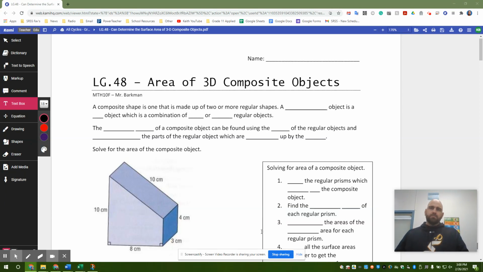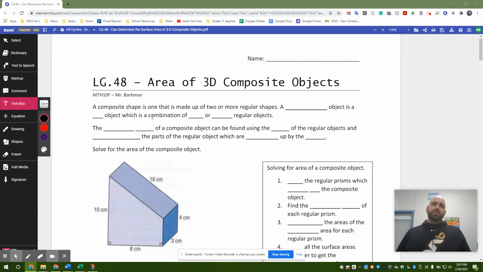All right, so welcome back, and this is now learning goal 48. We're going to be taking a look, and this is just an extension of 47, where we started looking at area of 3D prisms and a little bit of composite shapes. We're going to look a little bit more intently at composite shapes and how they are calculated, how the surface area of a 3D composite object is calculated.